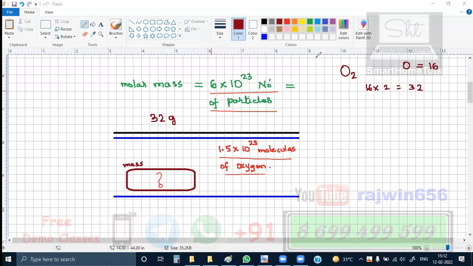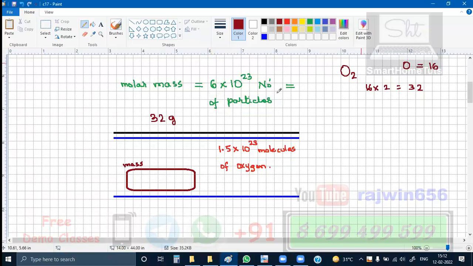So in terms of calculations, I'm going to write this down. 32 grams is these many molecules, so X grams is going to be 1.5 into 10 raised to 23 molecules. I'm simply supposed to cross multiply this. So I'm doing the cross multiplication over here. This is X multiplied by 6 into 10 raised to 23, equal to 32 multiplied by 1.5 into 10 raised to 23.